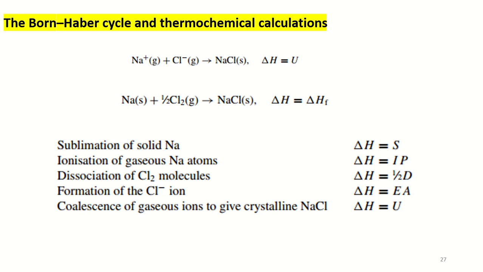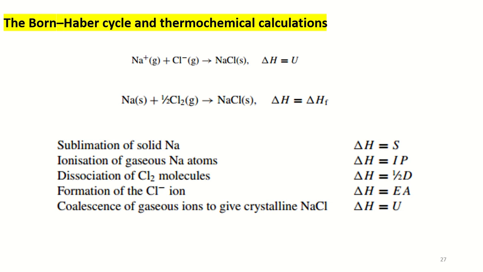So delta HF may be related to U, which is the lattice energy, by constructing a thermochemical cycle known as the Born-Haber cycle, in which the delta HF, the heat of formation, is given by the summation of energy terms in a hypothetical reaction pathway. For sodium chloride, the individual steps in the pathway, commencing with the elements in their standard states, are as follows.